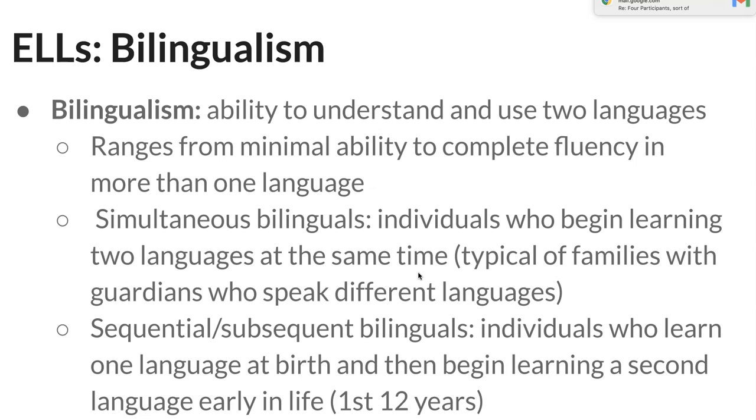to be simultaneous bilinguals: individuals who begin learning 2 languages at the same time. Typical of families with parents, guardians, grandparents who speak different languages. So they grow up in a house speaking English and Spanish or French and Spanish or whatever.